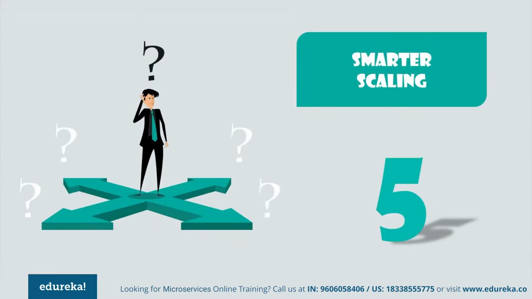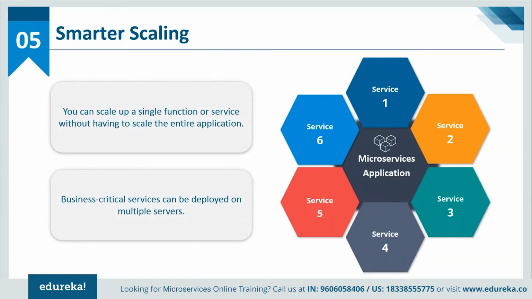At number 5, we have microservices providing granular scaling. When talking about scalability, microservices seem to outperform many other architectural choices out there. Since each service is a separate component, you can scale up a single function or a service without having to scale up the entire application.